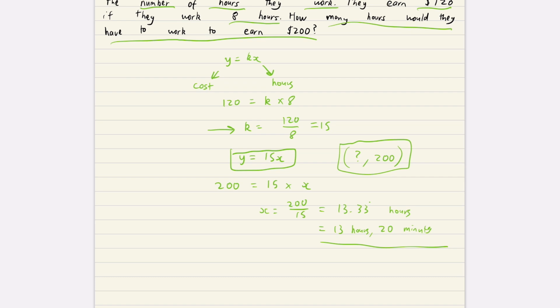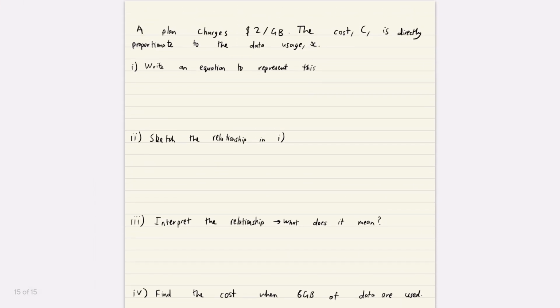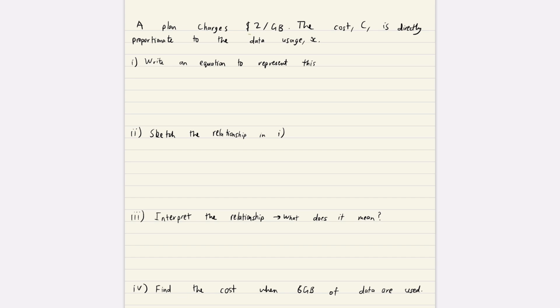If we didn't find k, that wouldn't be possible. All right, next question. It says a plan charges $2 per gigabyte. The cost C is directly proportionate. So again, y equals kx. Is directly proportionate to the data usage x, okay?